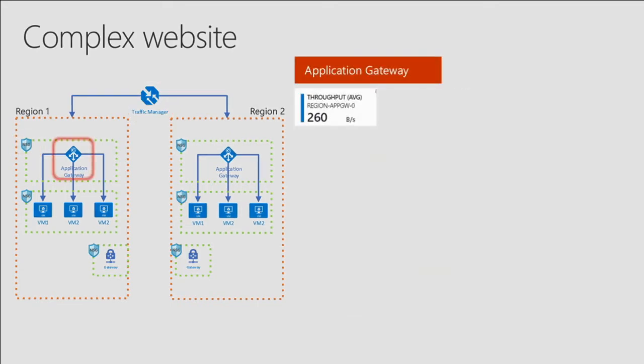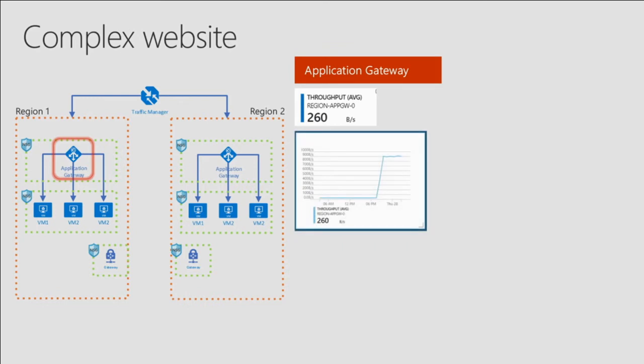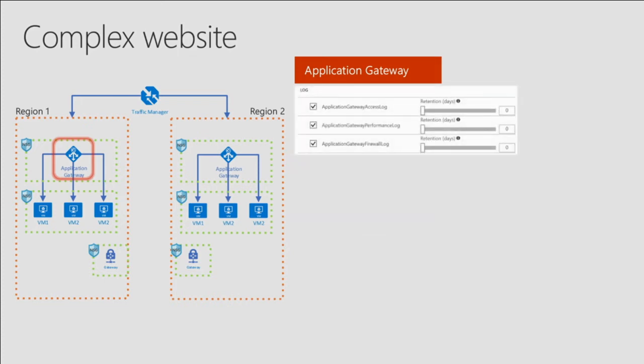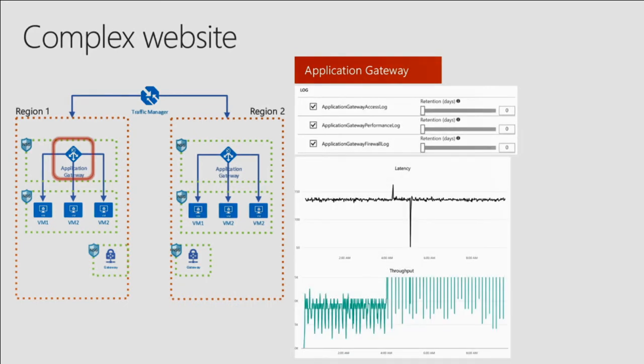So let's take a look at application gateway now. One of the key metrics that we provide is the throughput. So you can get a sense of what is the throughput that's coming over here, again on the gateway side. Along with that, application gateway provides you a rich set of logs. And this is interesting. You've got access logs, performance logs, firewall logs, and the consumption of these logs is very simple.